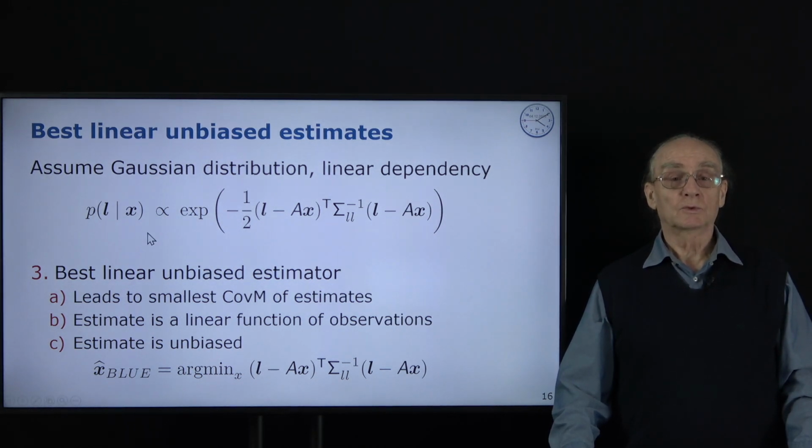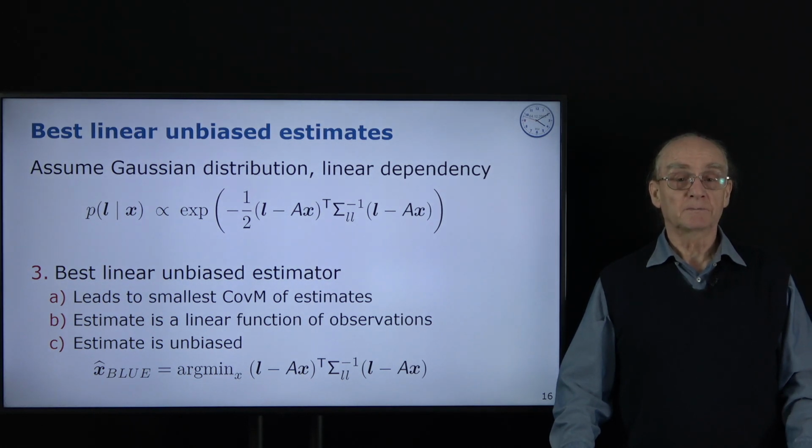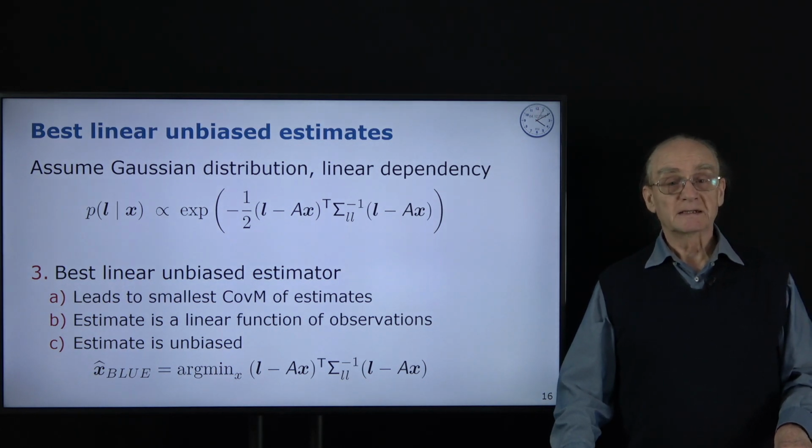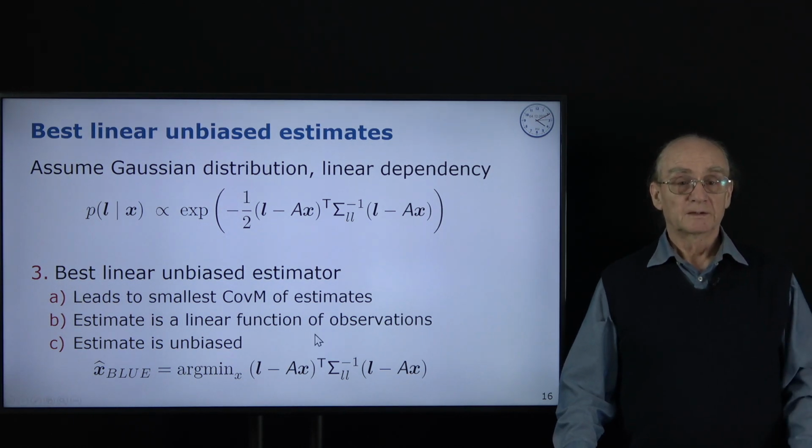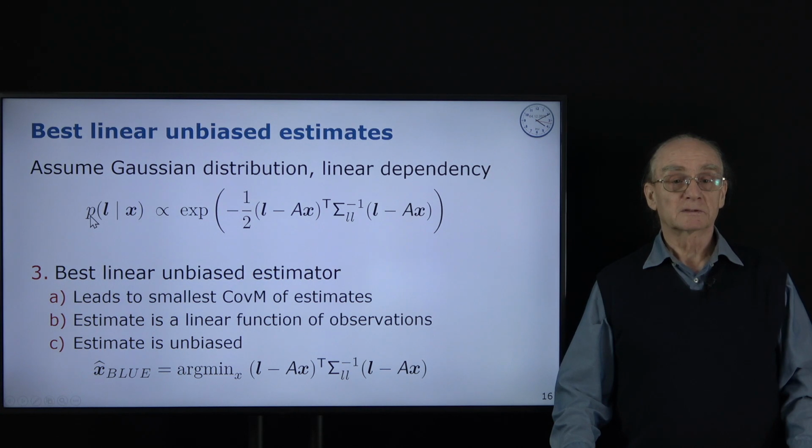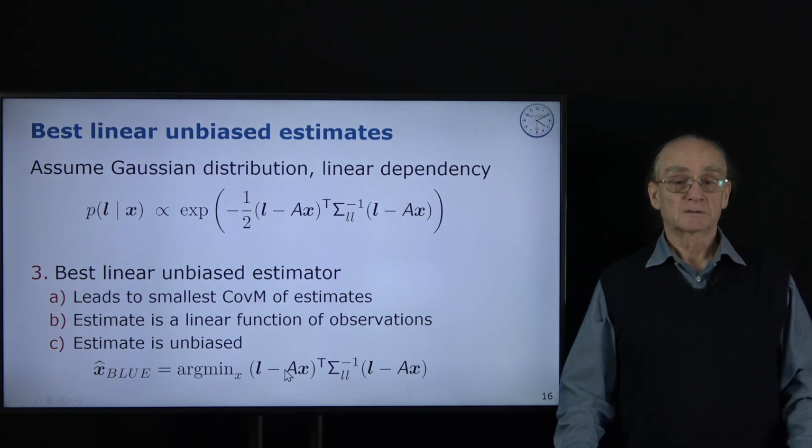So this leads to what is called the best linear unbiased estimator. That means if you have this assumption, you can find an estimator which leads to the smallest covariance matrix of the estimates. Second, the estimate is a linear function of the observations, which is nice. And the estimate is unbiased, that means you have no systematic errors in your estimate. And that means that instead of maximizing this probability, you minimize this expression. The smaller this expression, because you have the exponential here, you get this optimization.